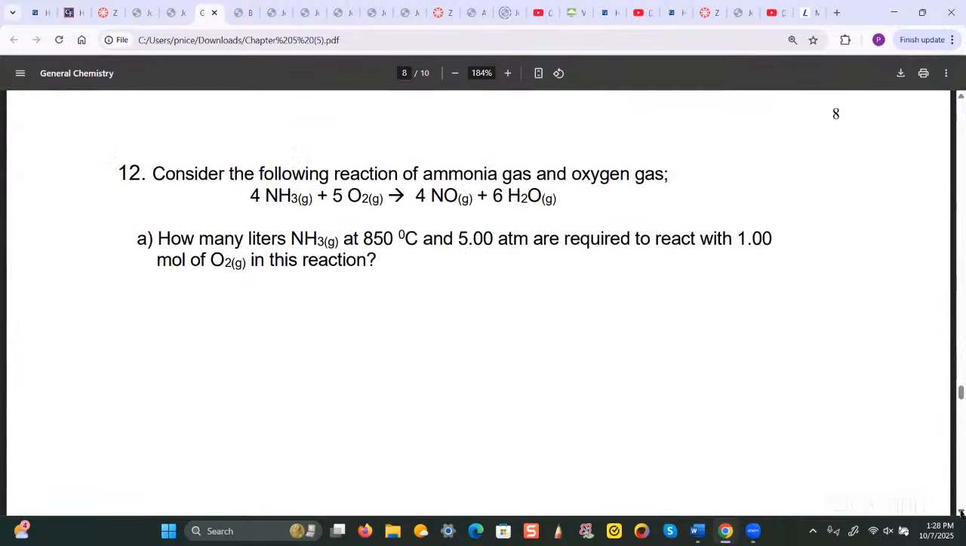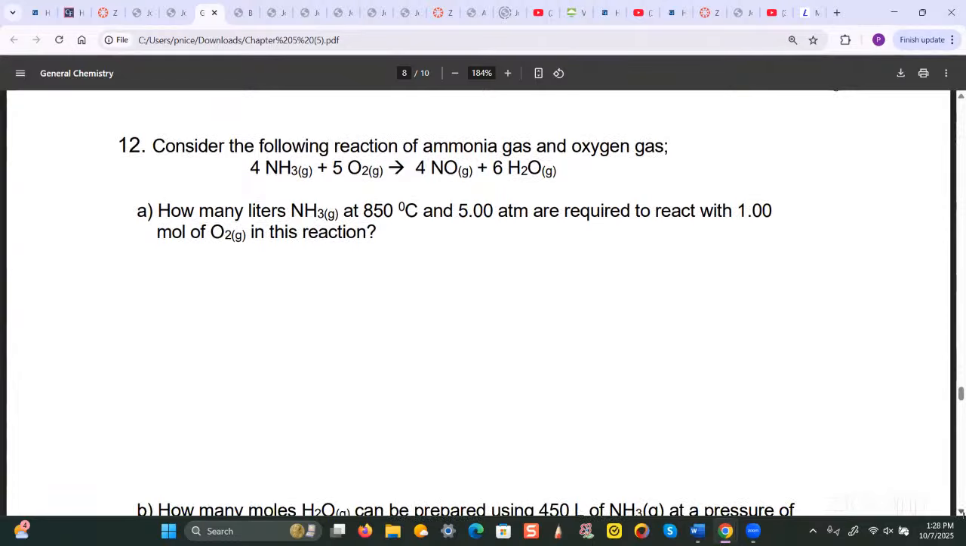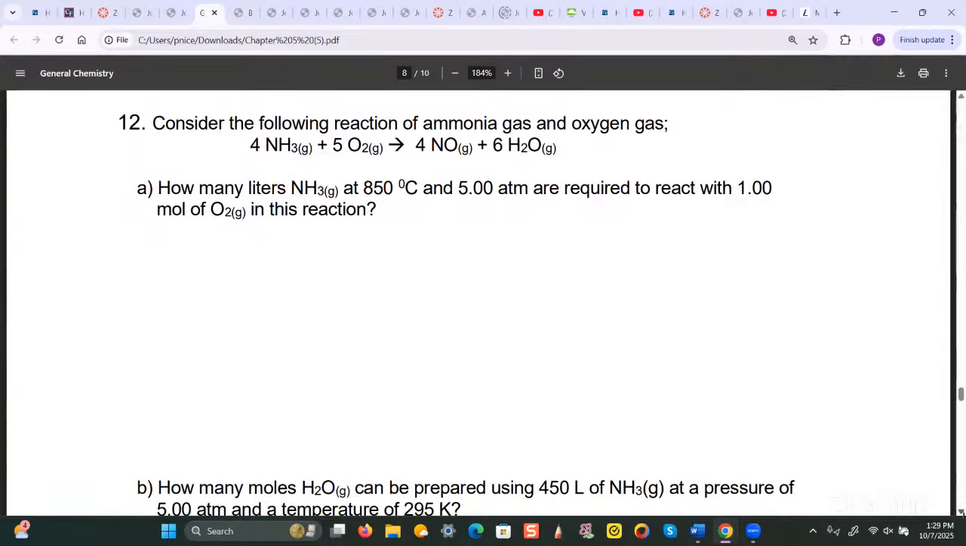Okay, this one is a gas stoichiometry type problem. It gives you the balanced equation. And it's asking how many liters of ammonia at 850 degrees Celsius and 5.0 atmospheres are required to react with 1.00 moles of oxygen. Okay, so let me hear some ideas about how you tackle this problem. They gave you the balanced equation, the temperature of ammonia, the pressure of ammonia, and the moles of oxygen. Right? So what's the first step you would take in solving this particular problem?